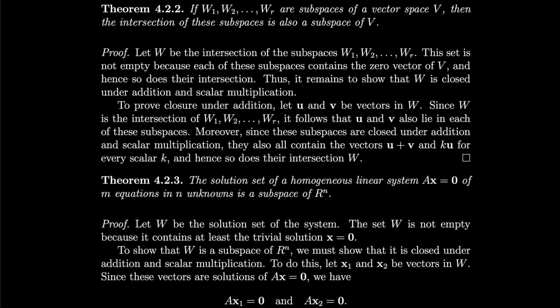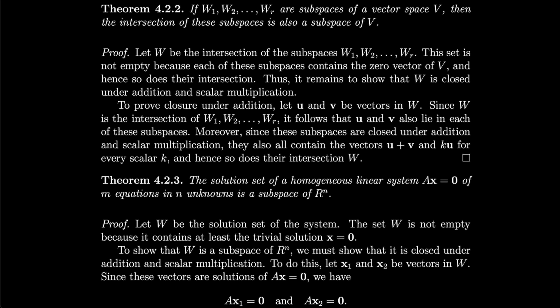Since W is the intersection of all of the W1, W2 through Wr, it follows that u and v also lie in each of these subspaces. Moreover, since these subspaces are closed under addition and scalar multiplication, they also all contain the vectors u plus v and ku for every scalar k, and hence so does their intersection W.